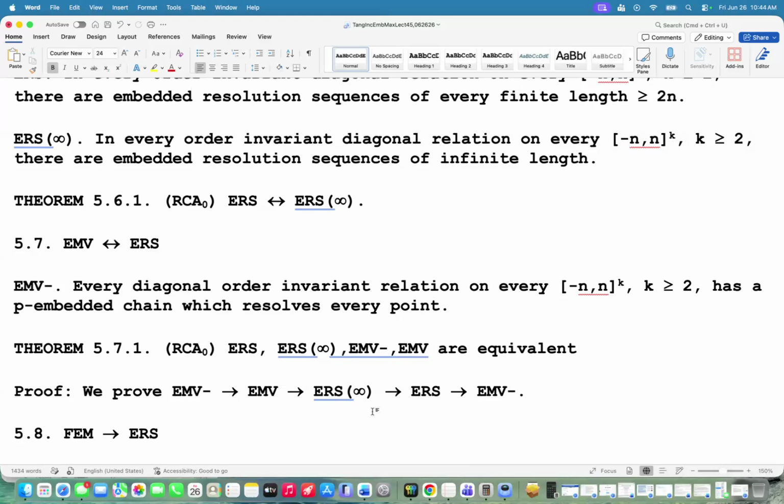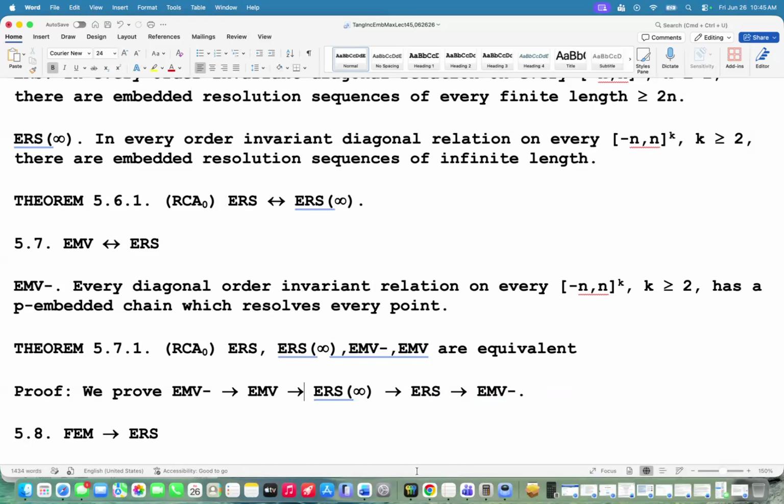But how do you go from ERS infinity to ERS? That's also not hard because of the restriction. I'm sorry, ERS infinity implies ERS is totally trivial. This says there's one of infinite length. This says there's one of every finite length. And then you want to show that ERS gives you EMV minus, and that's also easy. The hard thing here is this next one.